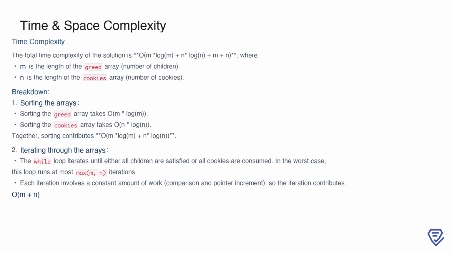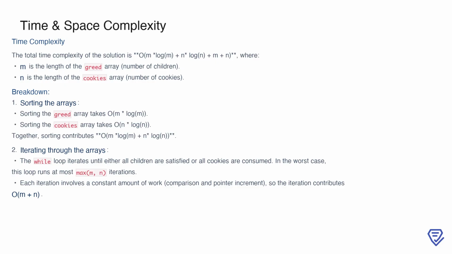To analyze the time complexity of our solution, let's break it down step by step. First, we need to sort both the greed array, which represents the children's greed factors, and the cookies array, which contains the sizes of the cookies. Sorting the greed array takes m * log m, where m is the number of children, and sorting the cookies array takes n * log n, where n is the number of cookies. Together, these sorting steps contribute m * log m + n * log n to the overall complexity.